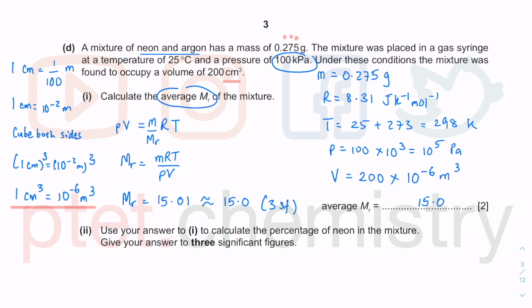I wonder if I've done anything wrong. Let me just double check my calculation. 25 plus 273 is 298. Okay, I better check my calculation. This seems a bit low. Perhaps I made a mistake. 31 times 298 divided by that, divided by that.